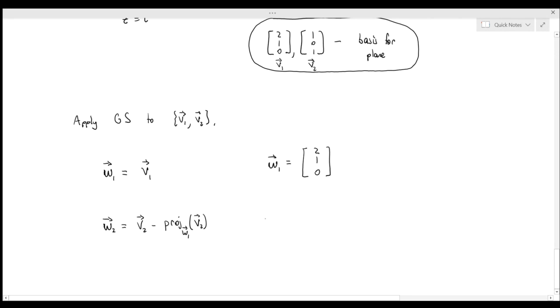So let's do those computations and see what that will give us. Here's V2, (1, 0, 1), minus... Okay, and I'll write out the formula for projection here. We do V2 dot W1, over W1 dot W1, and then times W1. Okay, so that's the formula for the projection.